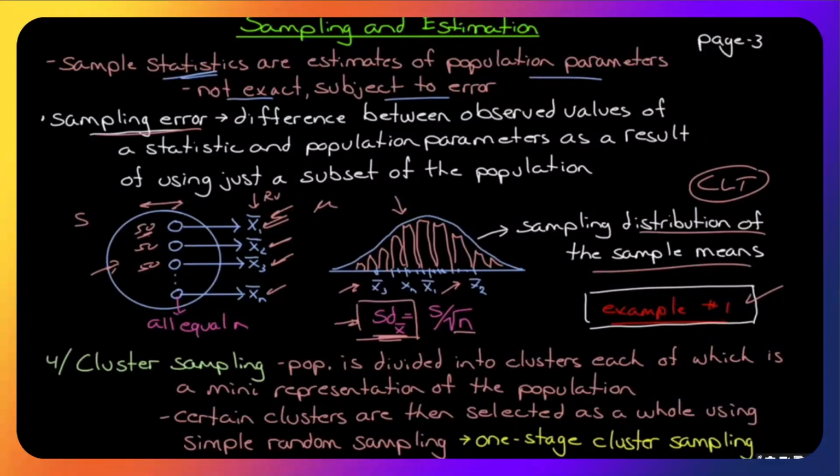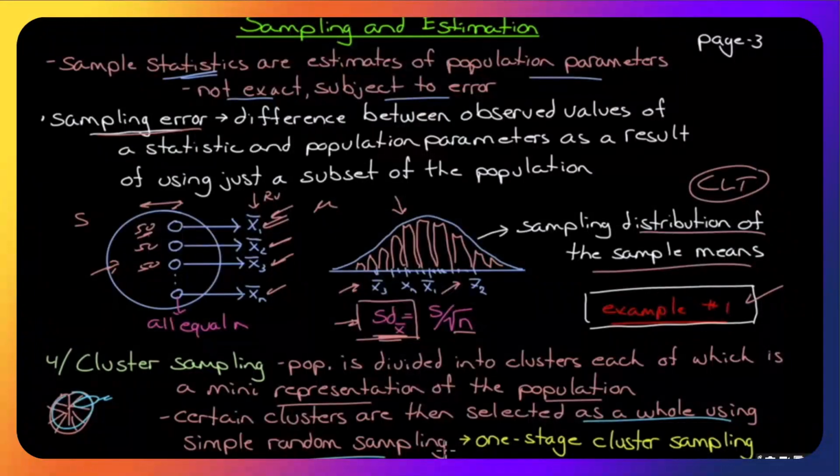Next, we have cluster sampling. The population is divided into clusters, each of which is a mini representation of the population. So you'll have a population, and rather than sample from this population, what you will do is divide this population into a number of clusters first, and then you will sample from the clusters. You may take a whole cluster, which is a mini representation of the whole population. Certain clusters are then selected as a whole using simple random sampling.